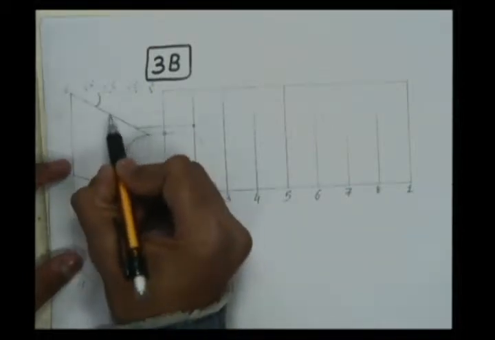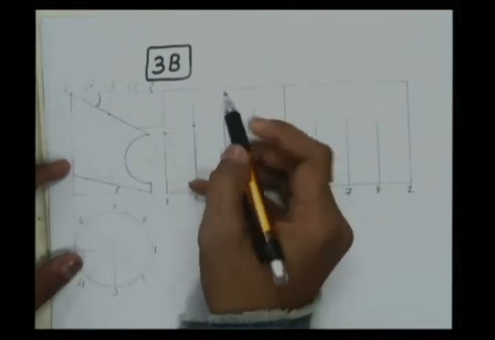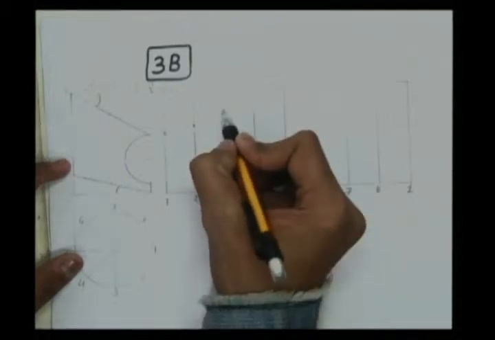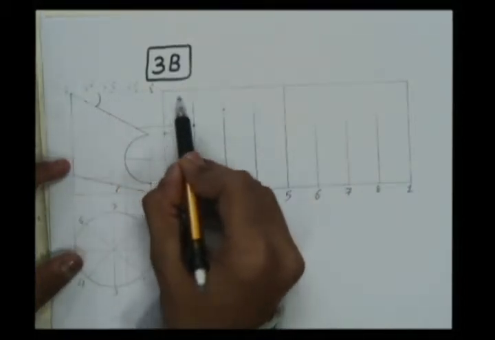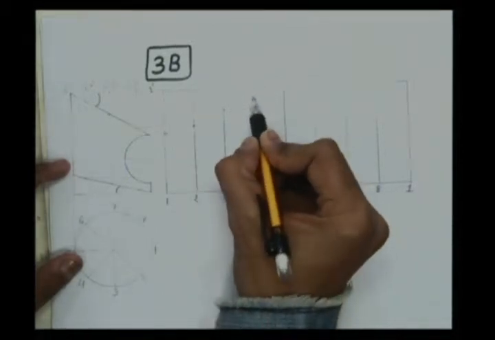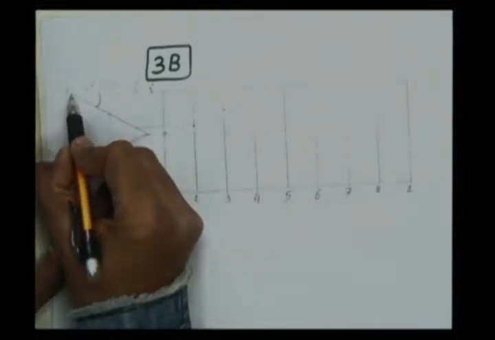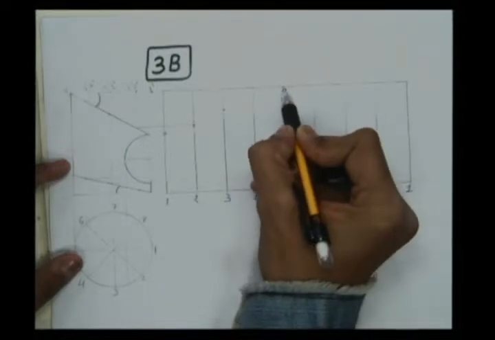Point 3 days is here. So from this point, draw a straight horizontal line that will cut the vertical line from point 3 at this point. Similarly, point number 4 days is here, so from this point draw a horizontal line. Here is point number 4. Point number 5 is at the top over here, so point number 5 would be here.